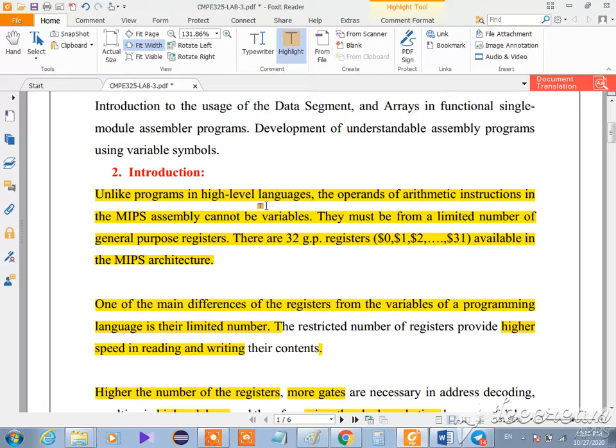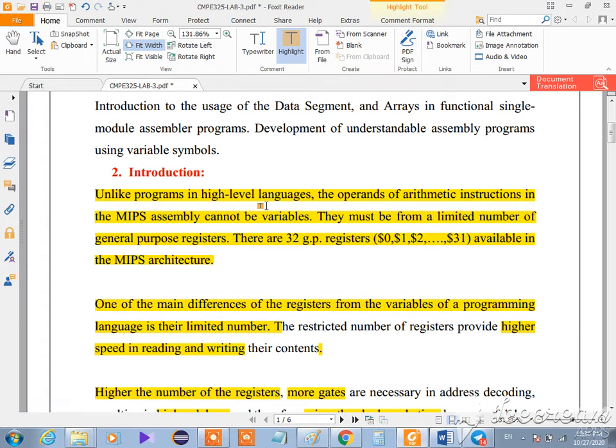In this lab session, we are going to talk about LW and SW for load and save in your register and in your memory. Actually, at first, I'm going to tell you something about some features, some points of the MIPS assembly language.